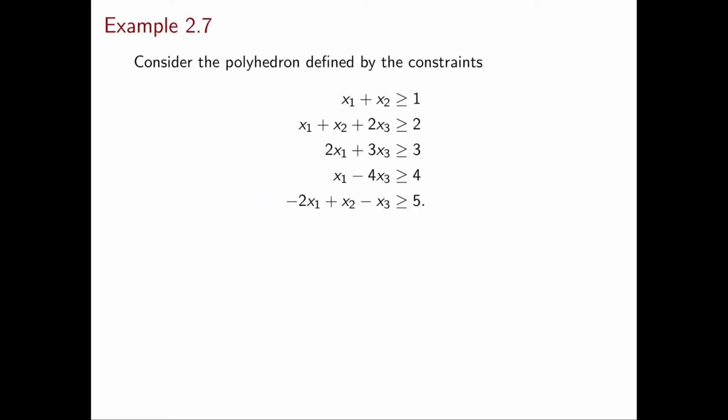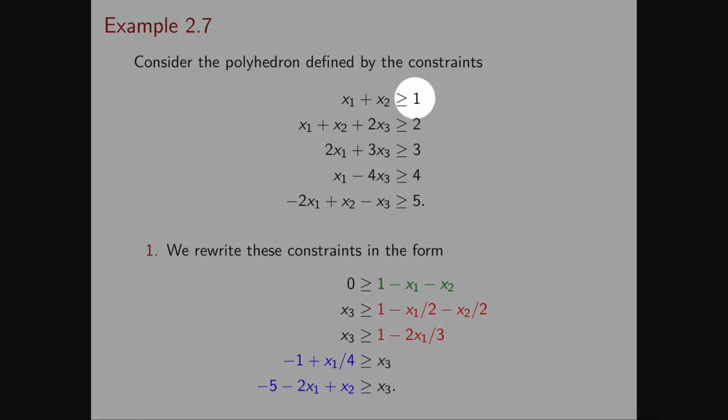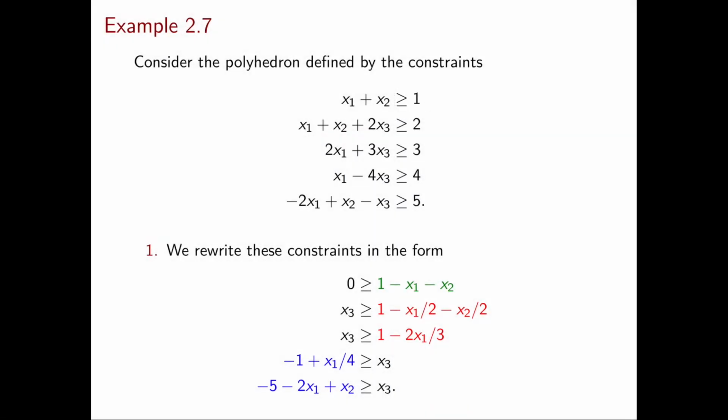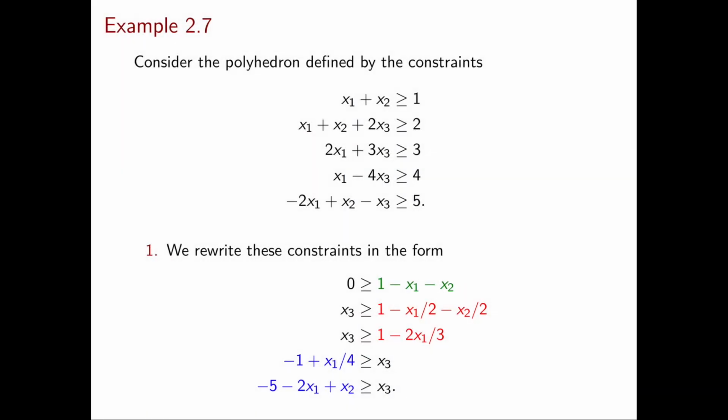But first, let's see an example. We look at the three-dimensional problem defined by these inequalities. As you can see, there are only three variables involved. In the first step of the algorithm, we need to rewrite these inequalities according to the coefficient of x_n, which is x_3. So the first inequality doesn't contain x_3, so we're going to write it in this form, and it takes the green color according to our notation in the previous slide.